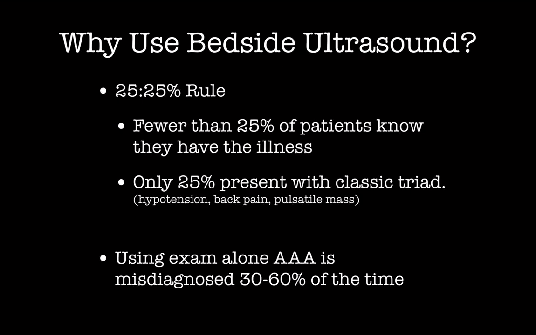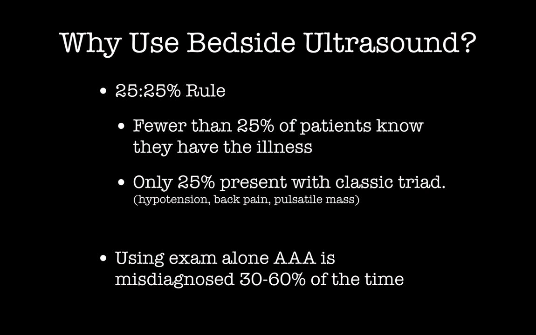Now, why do we use ultrasound? Well, this comes back to the 20-25 rule. That's what I call it. So less than 25% of the patients know they have the illness, which means that most of the people that have this disease don't even have any idea that they have it. And then only 25% of the people that have a ruptured aneurysm, so they're about to die, only 25% with the classic triad you learn in medicine, which is hypotension, back pain, and a pulsatile abdominal mass.